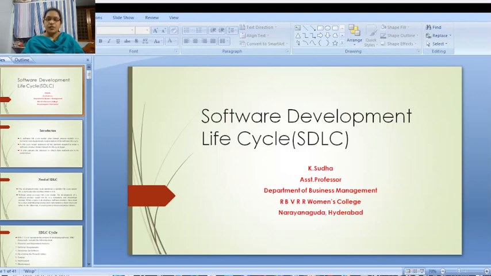Today I am going to discuss the software development life cycle, called SDLC. This SDLC topic is mainly used to develop any software, and it is a common topic in many subjects like management information systems, system analysis and design, software engineering, etc.